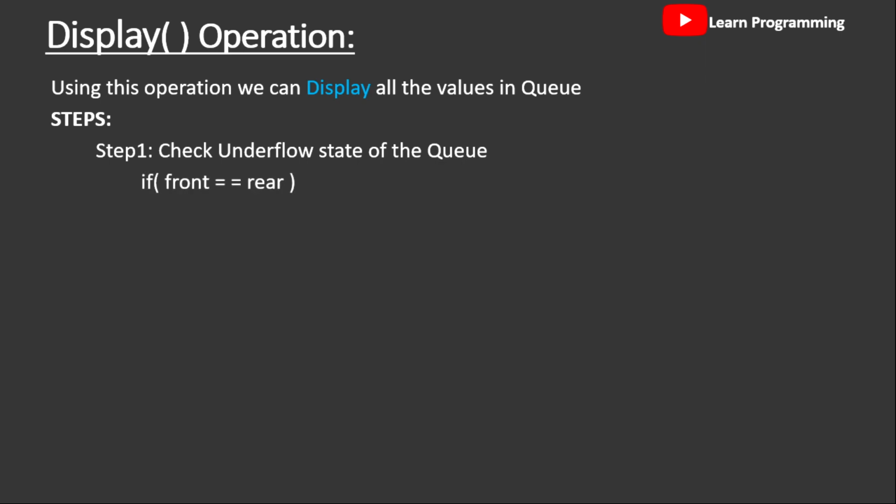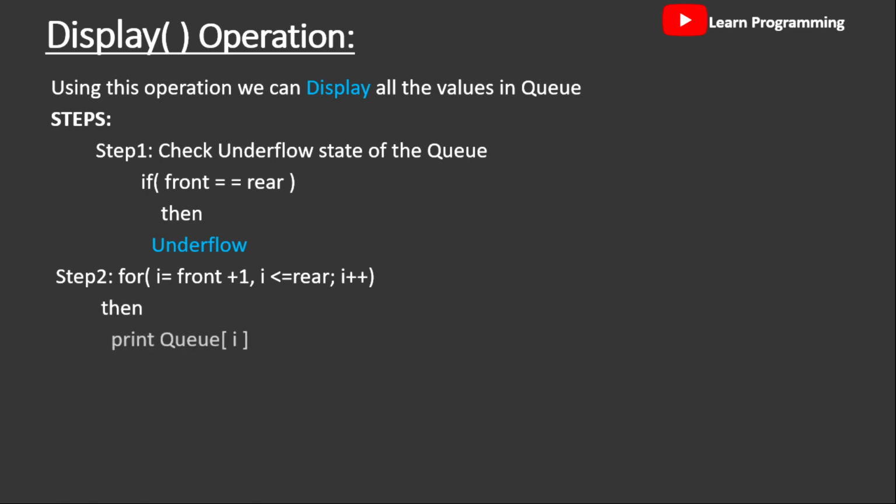The underflow can be checked using this condition as we saw in the Dequeue operation. If this condition fails, then we can start from the front plus 1 index, and then we have to print all the values corresponding to every index till we meet the rear position. So let us see that pictorially now.